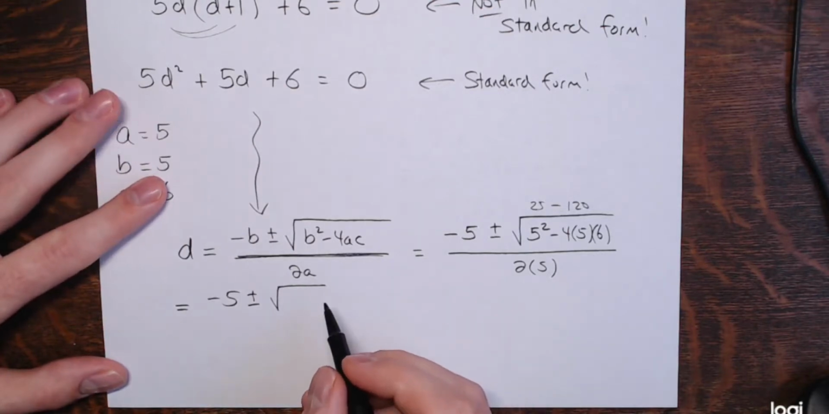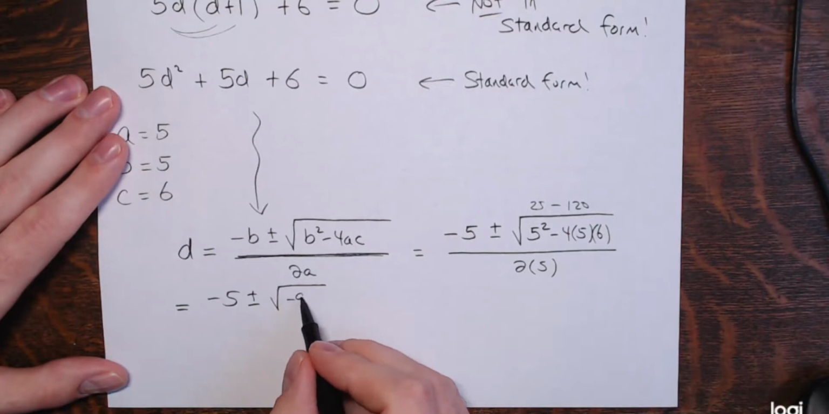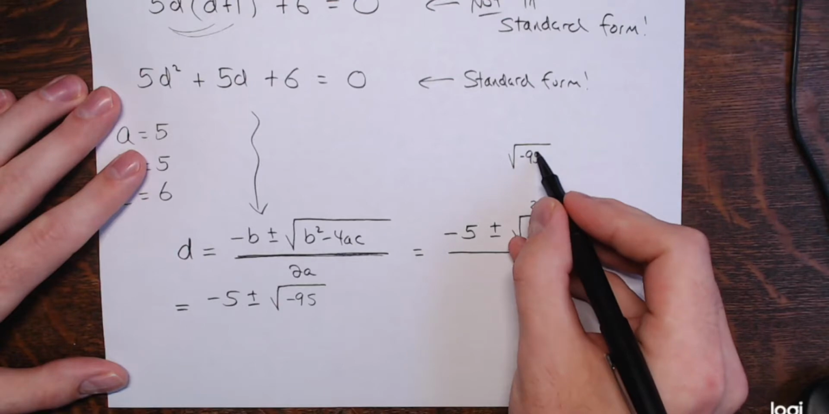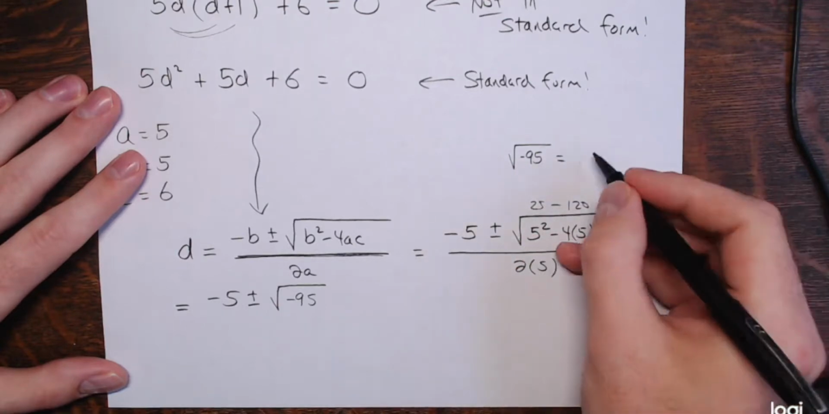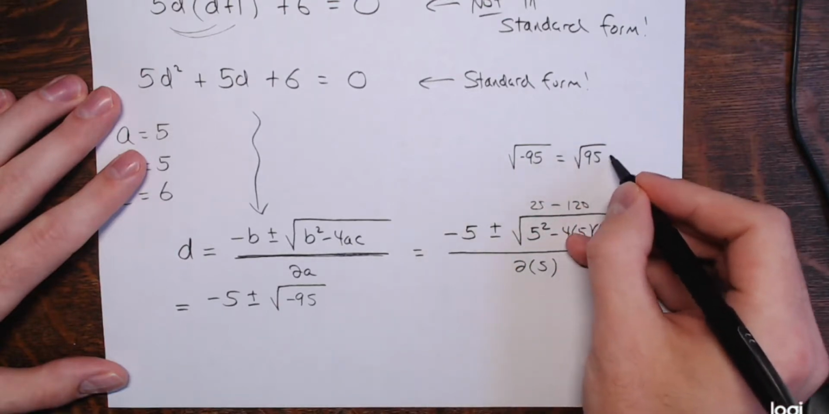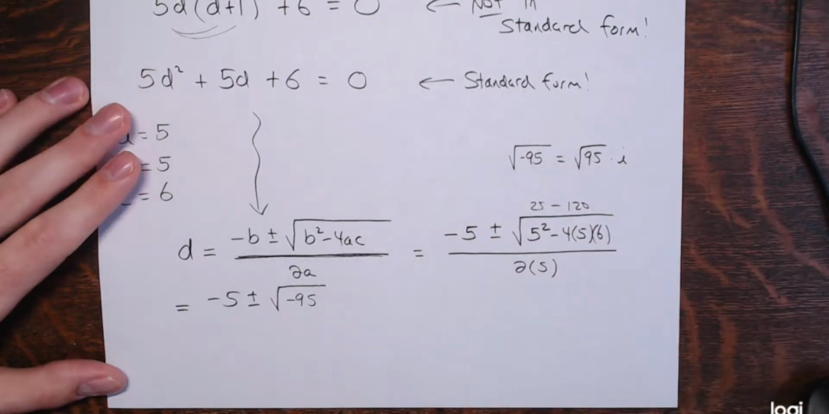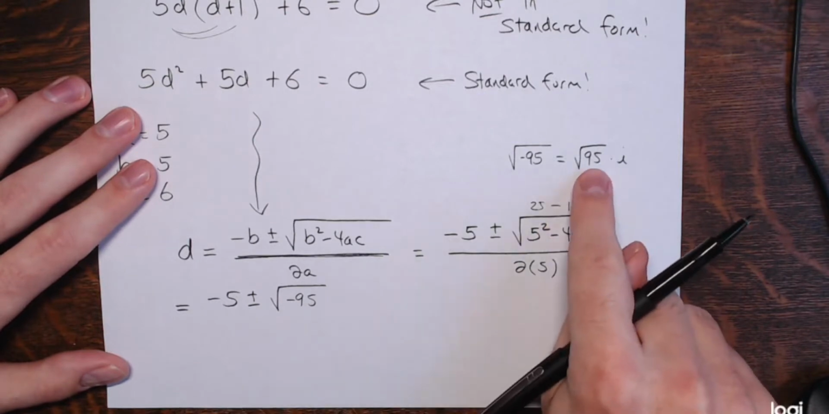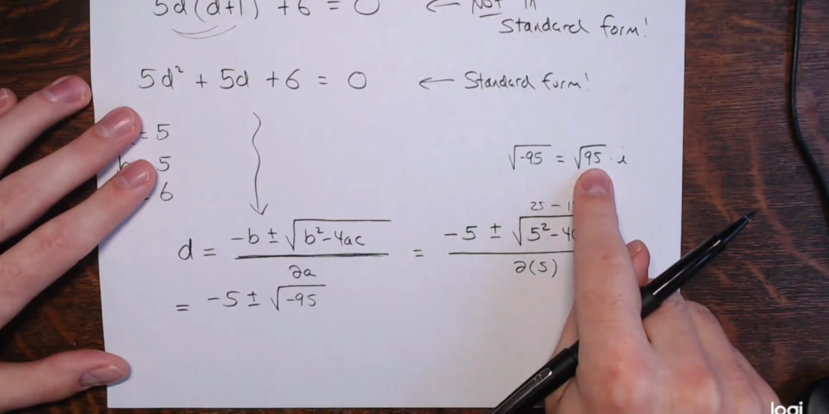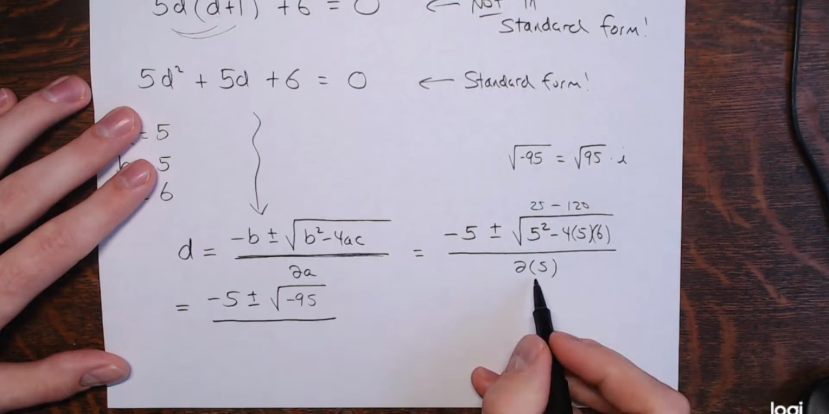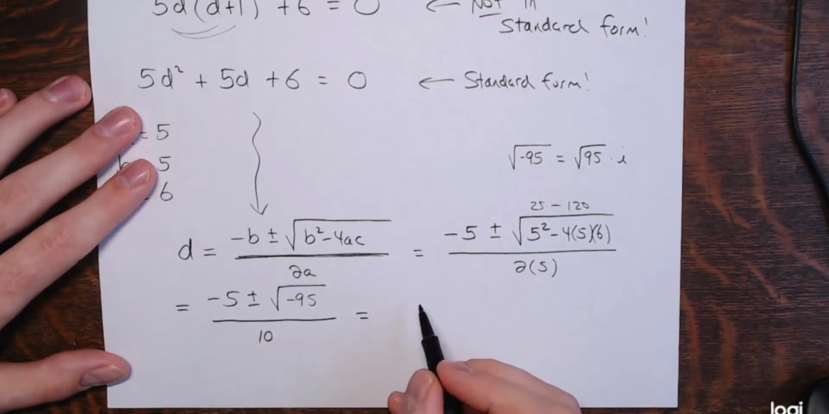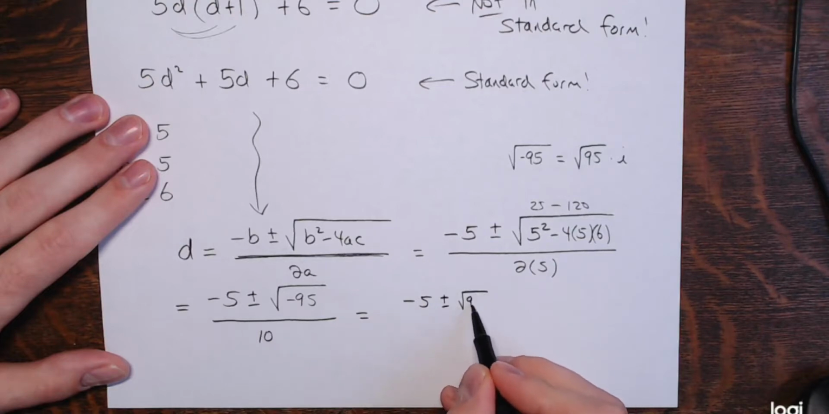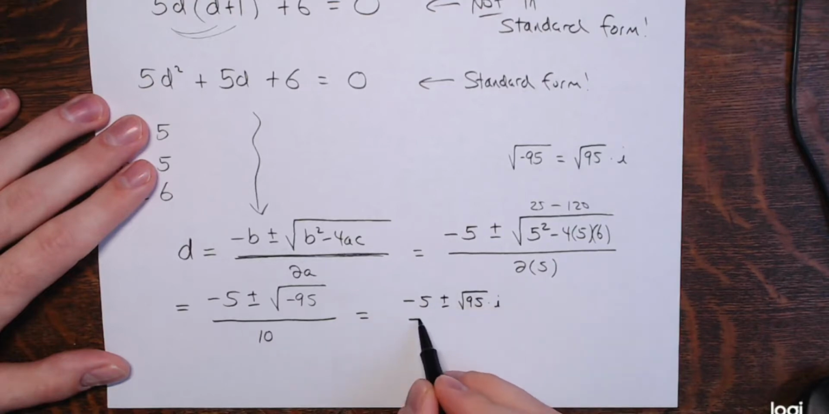Negative 95. Now remember, when you see the square root of a negative, you have to rewrite that with that i. That's the square root of the positive, square root of 95 times i. Make sure the i is not in the square root. 95 is 5 times 19, so this doesn't break down any further. And then we've got 10 in the denominator. So we have negative 5 plus or minus the square root of 95 times i, all divided by 10.